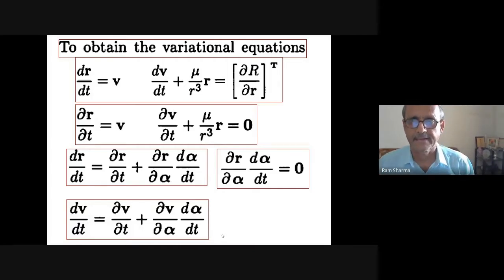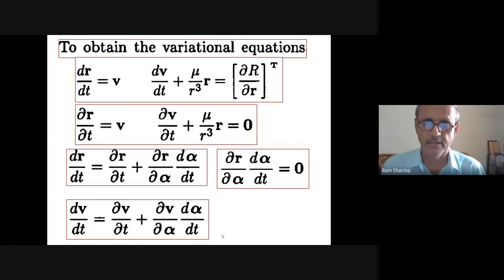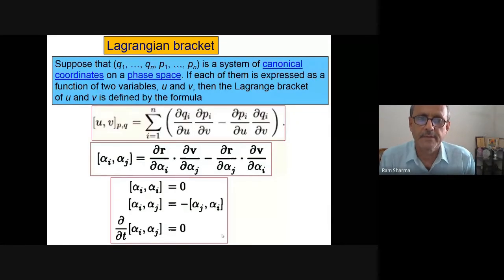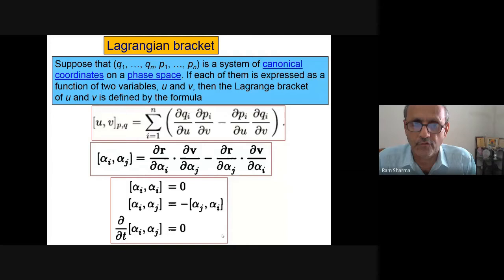You see that del r by del t, he writes raised to power t. He writes that for the AP function. So I am just going to show you the strength of these Lagrangian brackets. Suppose that q1, q2, ... qn, p1, ... pn is a system of canonical coordinates on a phase space. If each of them is expressed as a function of two variables u, v, then the Lagrangian bracket uv is defined by the formula: the sum over i equals 1 to n of del pi by del u del qi by del v minus del pi by del v del qi by del u. That is the definition of the Lagrangian bracket.